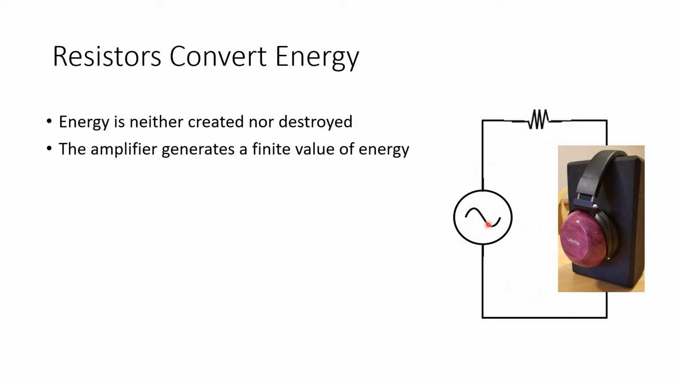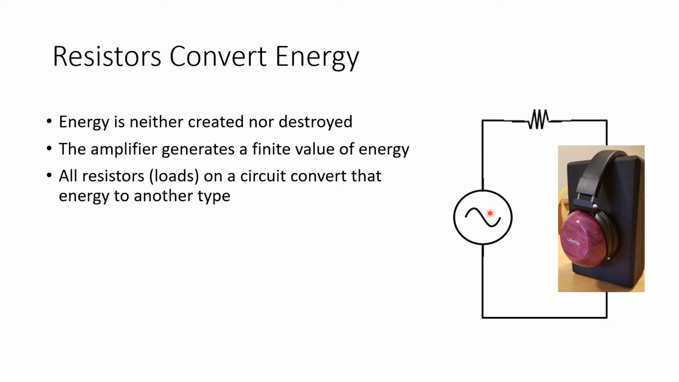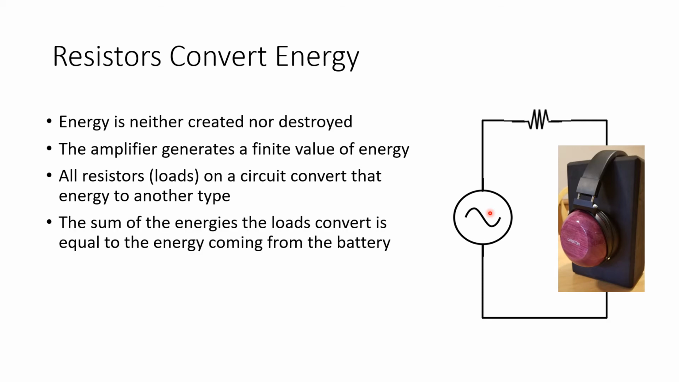All right, and that amplifier generates a finite value of energy. So if we freeze time, we pause time at any given instant, you have some music playing. The amplifier has a set amount of energy that it can deliver to the circuit right then. And then all of the resistors are the loads in the circuit, which means the output impedance, the speaker driver, anything like that, converts that energy that's available to another type, which also means that the sum of the energies that each load converts, some amount of energy here that's converted, some amount of energy here that's converted, those two amounts must sum to the amount of energy that came from the amplifier.